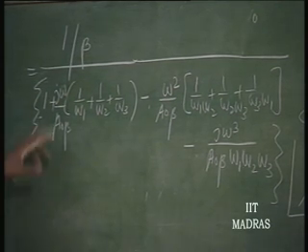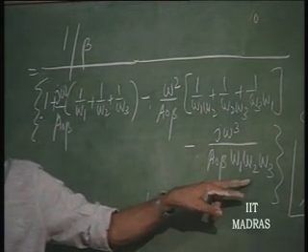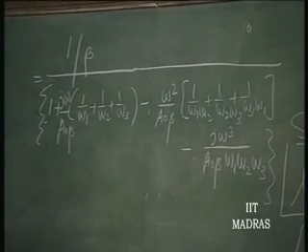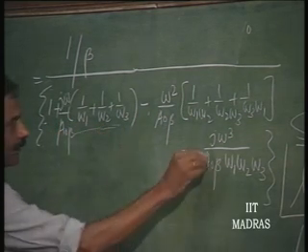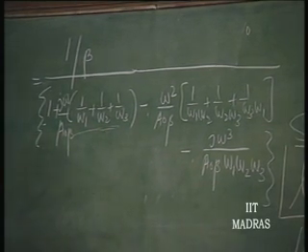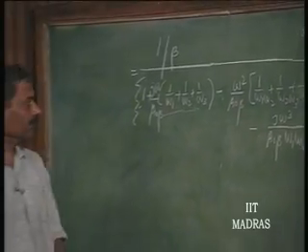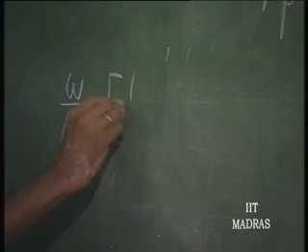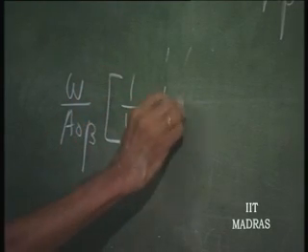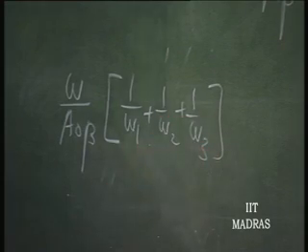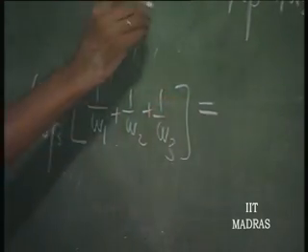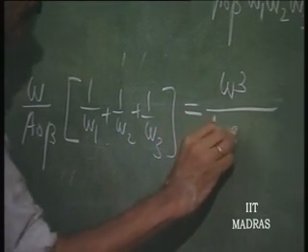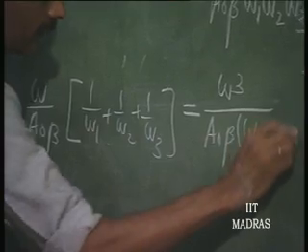When does it become purely real? When the imaginary part goes to 0. So, you can now find out the frequency at which this becomes purely real. You can see here this becomes equal to this, that is the frequency at which the phase shift becomes equal to 180 degrees. So, you can equate omega by A naught beta into (1 by omega 1 plus 1 by omega 2 plus 1 by omega 3) to omega cubed divided by A naught beta omega 1 omega 2 omega 3, right.